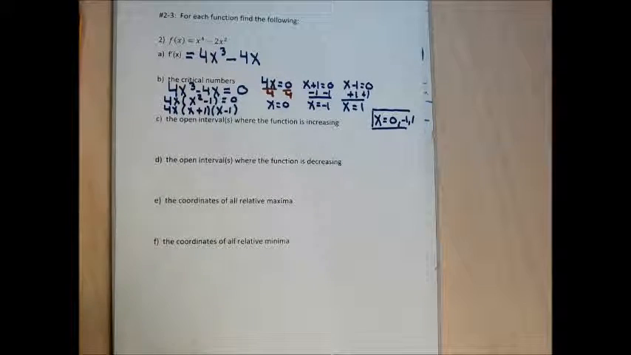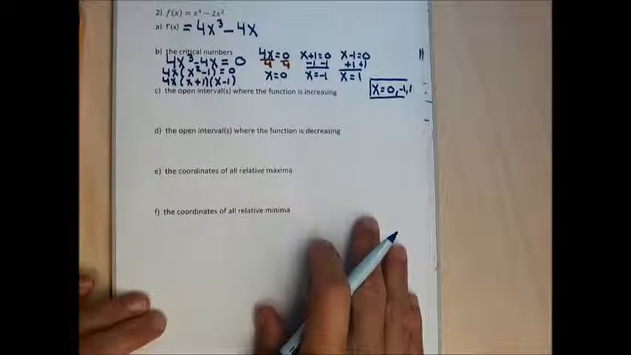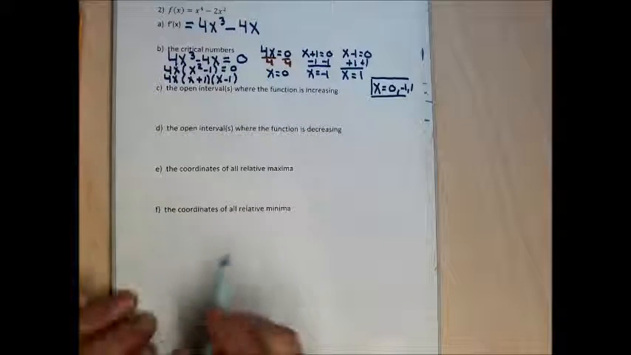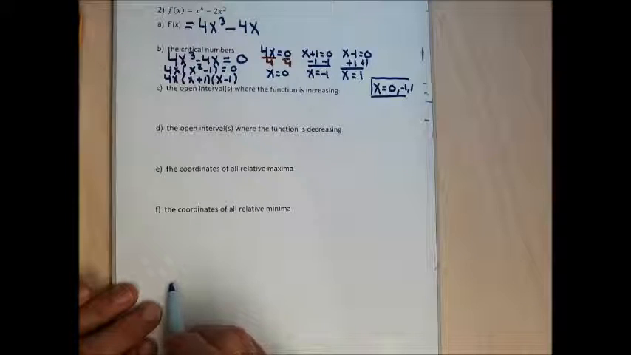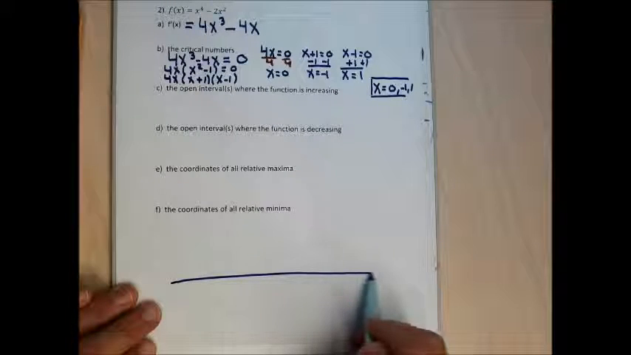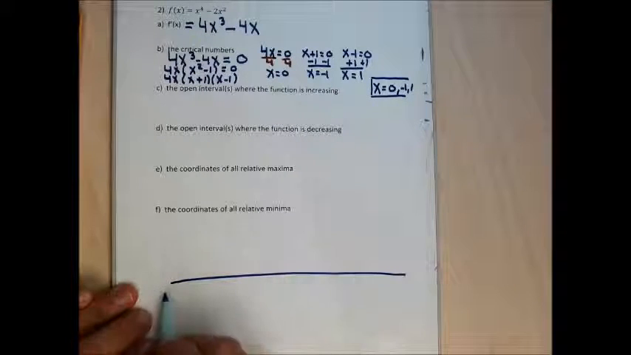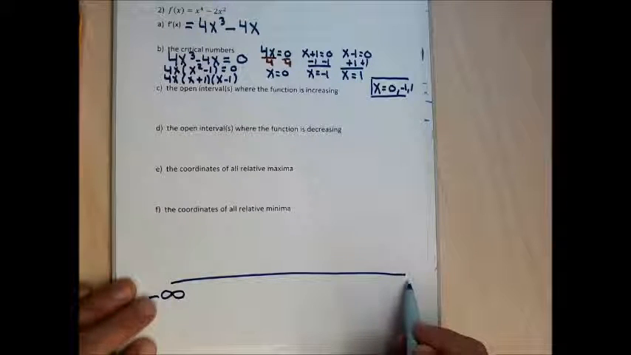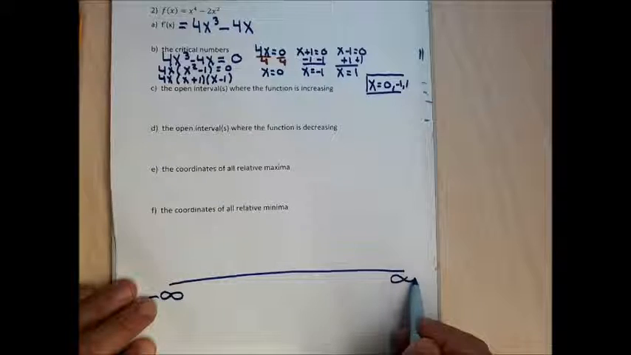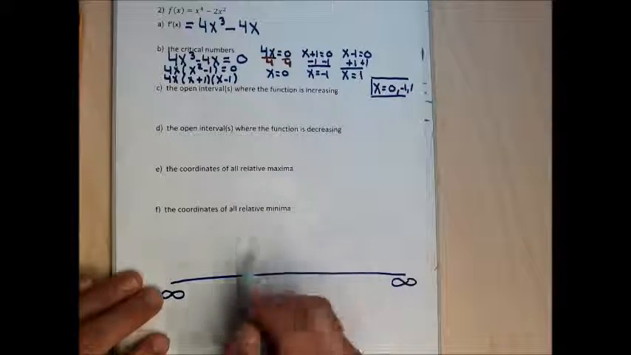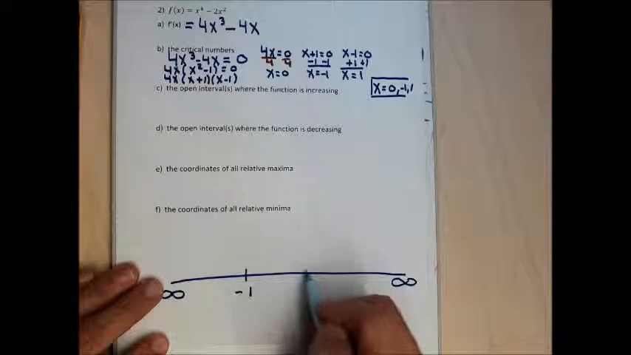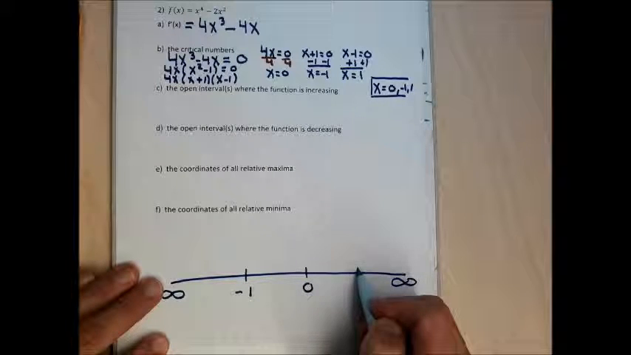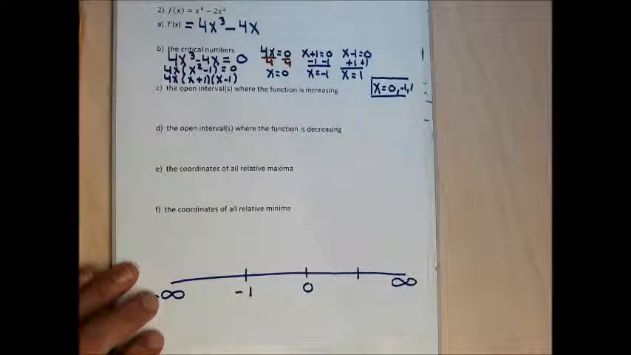To figure out where the graph is increasing and decreasing, I need a little bit of room. So let me go to the bottom of this sheet of paper and do the work for part C and D. I'm going to create a number line that has negative infinity on the far left edge, positive infinity on the far right edge, and I'm going to take these critical values of negative 1, 0, and 1 and put them kind of equally spaced to give myself some room to work.